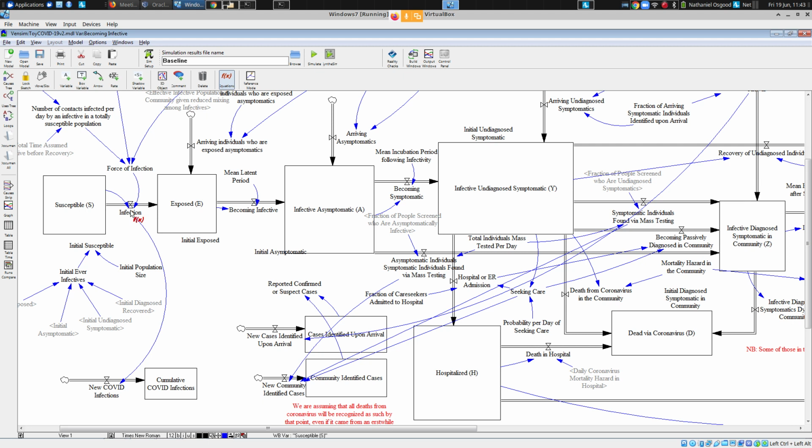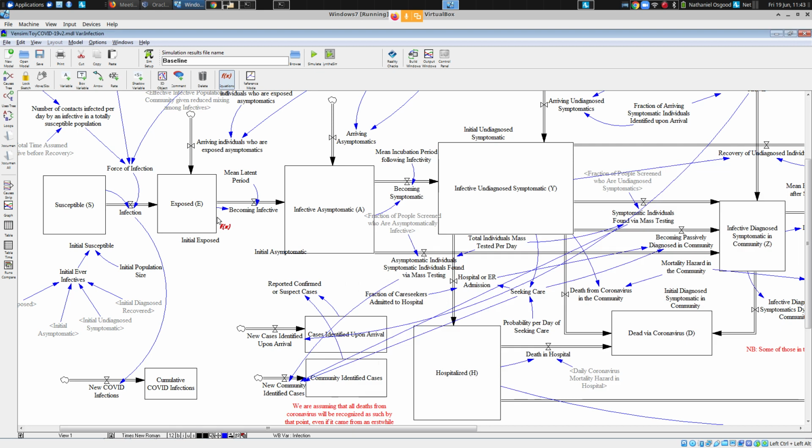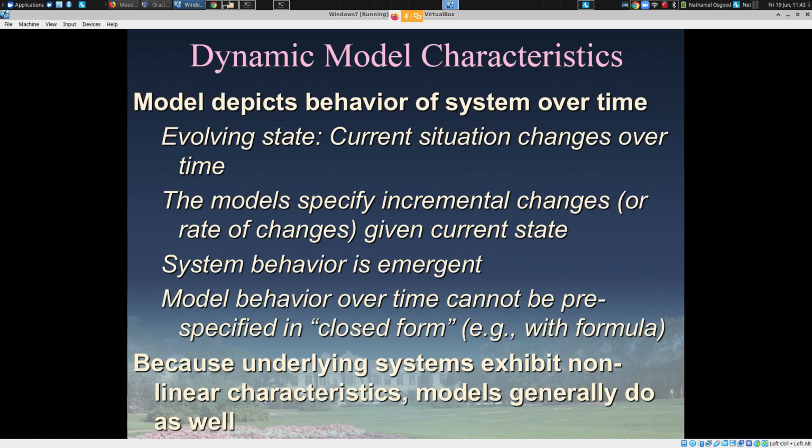So the number of people, for example, becoming infected depends on the number of people who are susceptible. The number of people getting newly infected in a given day depends on the number of people susceptible. If there's 1 million people susceptible, there'll be more people getting infected, chances are, than if there's 10 people still susceptible. And if there's 0 people susceptible, no matter what you multiply 0 by, it's going to be 0 people getting infected per day. So given the current state there, like the number of people susceptible, they'll specify how many people will get infected in this next little bit.